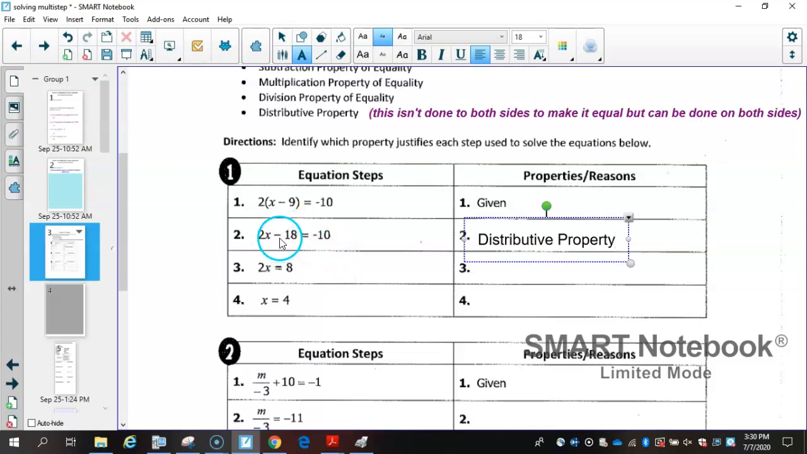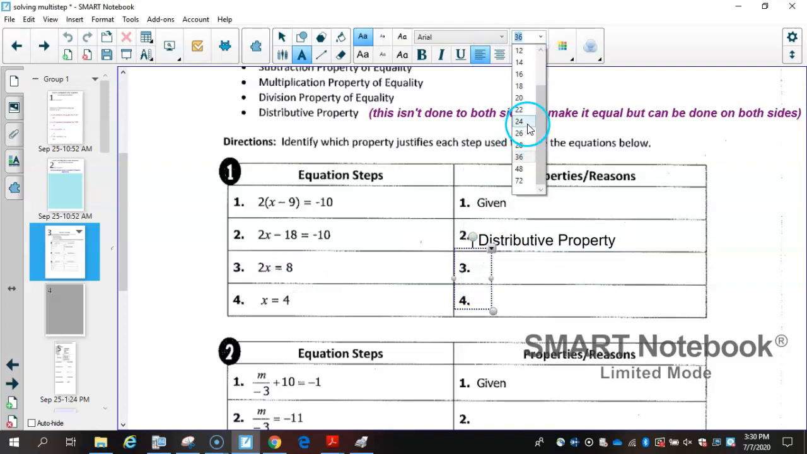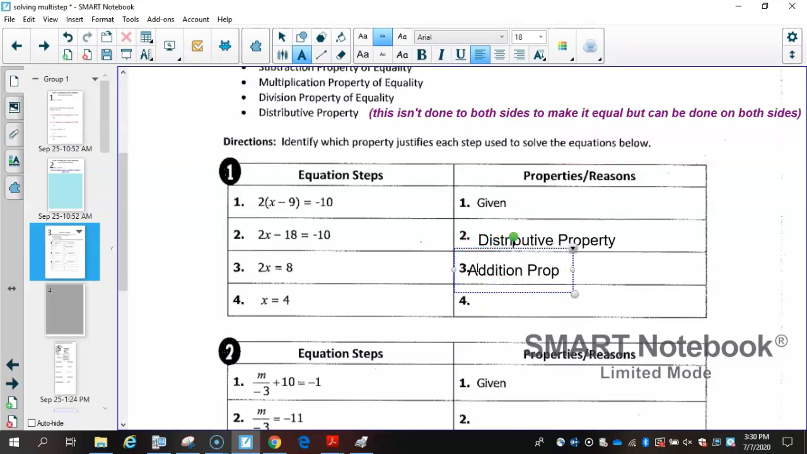So here, again, we'd have to add 18 to both sides. So if we add 18 here, that additive inverse would happen. This would become 0. When we add 18 here, that negative would become a positive. So in this case, this would be addition property of equality. I'm going to have to move this over. And I'm going to copy part of this.